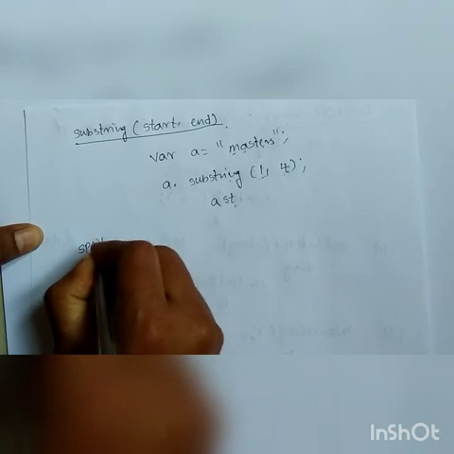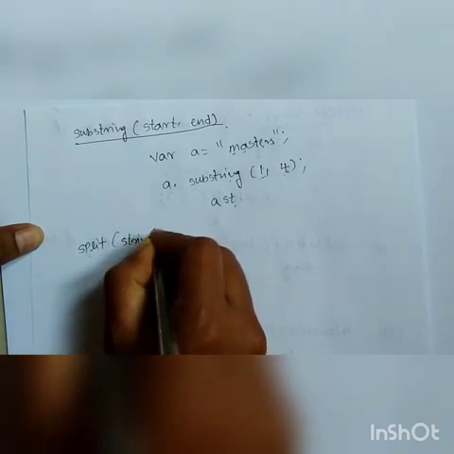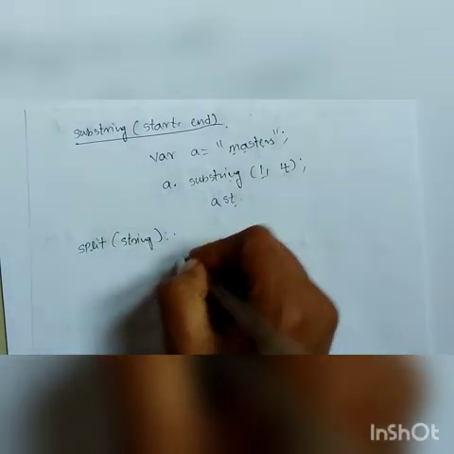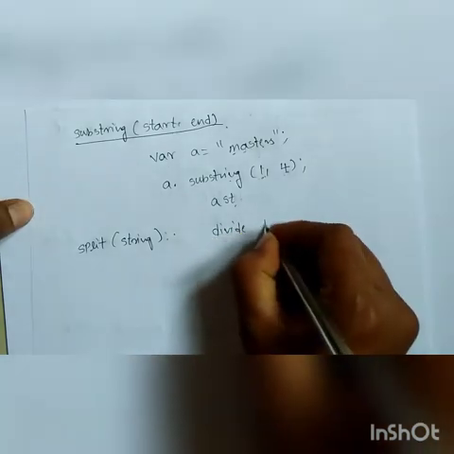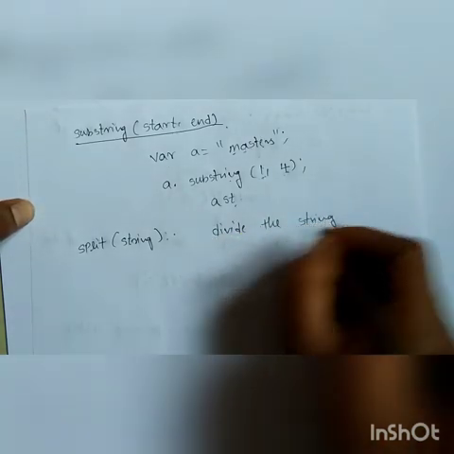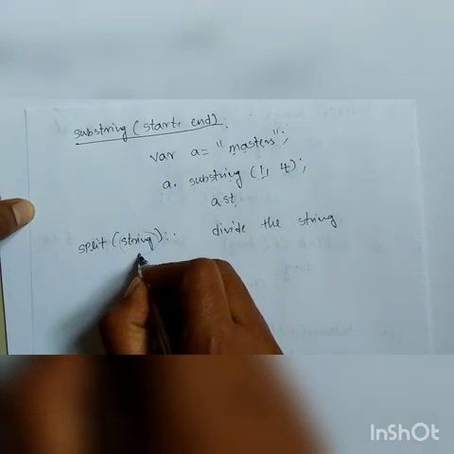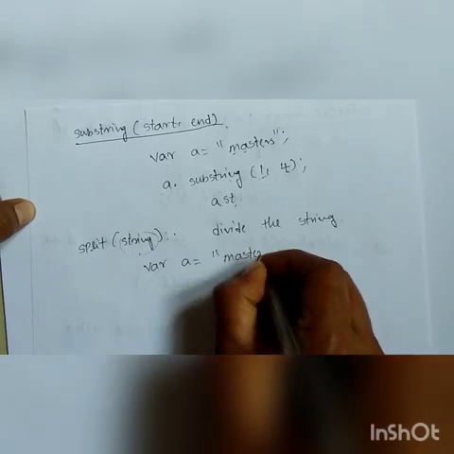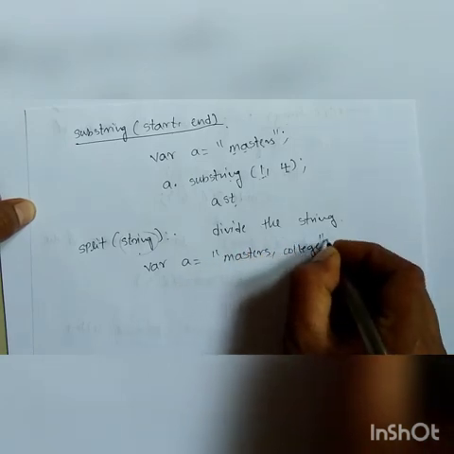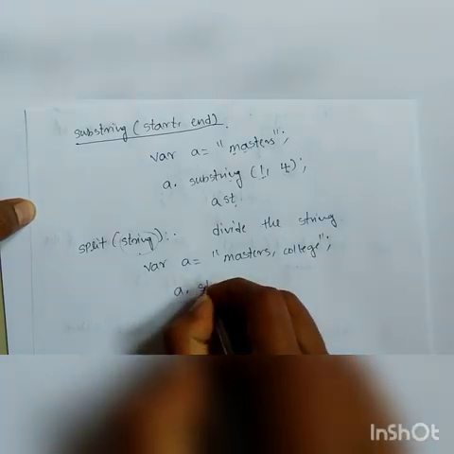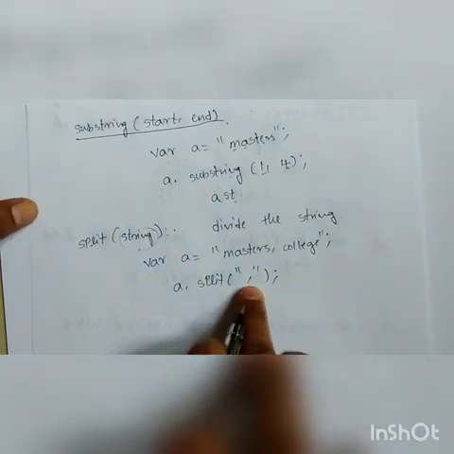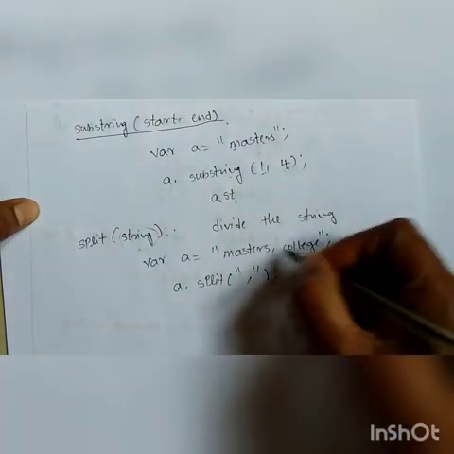So the next method is split. The split method is used for dividing the string into a number of substrings, based on the argument string. So let us take one example where a is equal to masters, college. Here a.split with a comma. Here I am dividing the string a based on the comma.